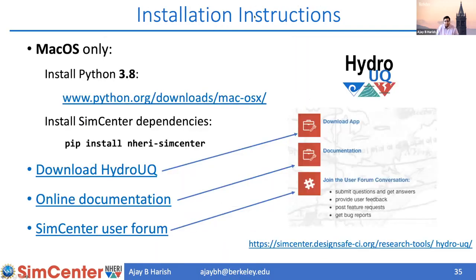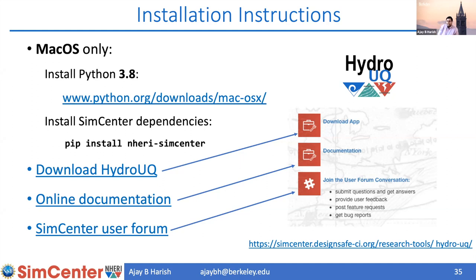For anybody who wants to install, for those who are on Windows, it is super simple. Just download the installer and unzip it. And then you have everything in there. You don't have to worry much. But for those who are on Mac, you just need to run this command, pip install neri-simcenter, on the terminal. And once this is done, then essentially you have all the backend applications.